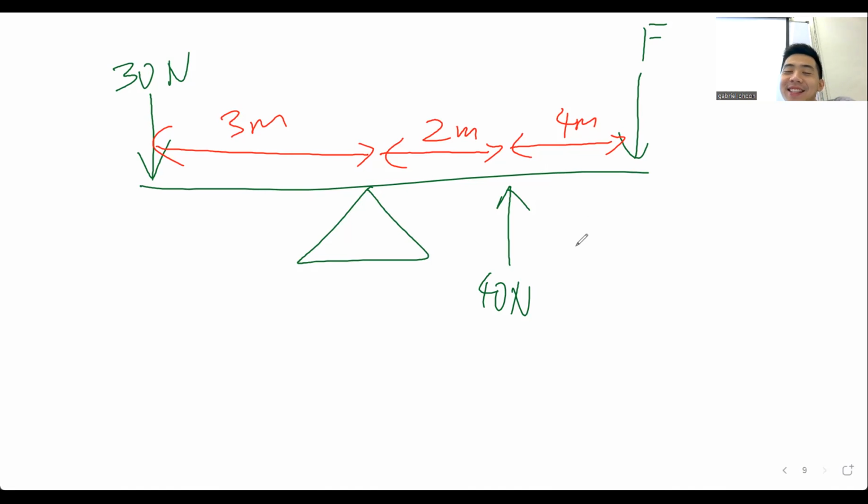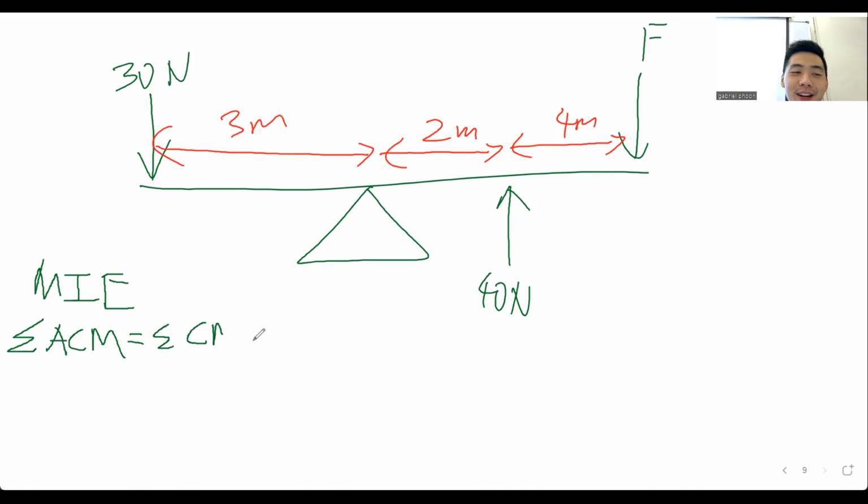Okay, guys, this one here is essentially going to be moments in equilibrium, right? What does moment in equilibrium state? The total anti-clockwise moments must be equal to your total clockwise moments, right? Everyone remember this, right? So how many of them are anti-clockwise and how many are clockwise? This force here is going to generate clockwise or anti-clockwise?